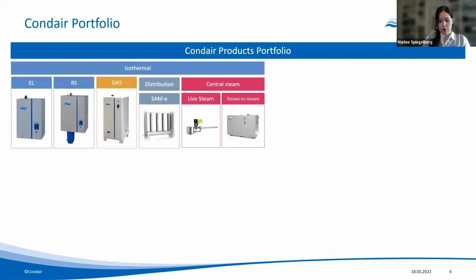Just going through the Condair product portfolio, we'll start with isothermal systems. We have our bread and butter product, which is the Condair EL. This is a very popular system with the canister or cylinder that you can scale up and then replace at the end of the season once it's all scaled. That uses conductivity in the water to boil. We have the resistive element, which is more like a kettle type humidifier. We have our gas-fired system. And then we have our central steam system.